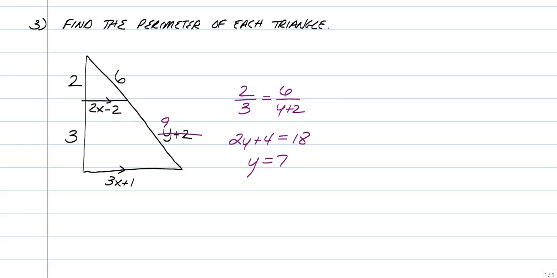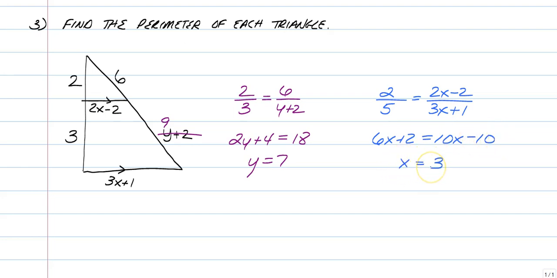To solve for x, that's where you have to redraw the triangle if it helps you, or you can just remember left of the little is 2 over left of the big is 5, and that would be equal to 2x minus 2 over 3x plus 1, bottom of the little, bottom of the big. And of course there's so many different ways you could have set that up. Okay, so once you cross multiply here, you're going to end up with 6x plus 2 is equal to 10x minus 10, which means x is equal to 3.